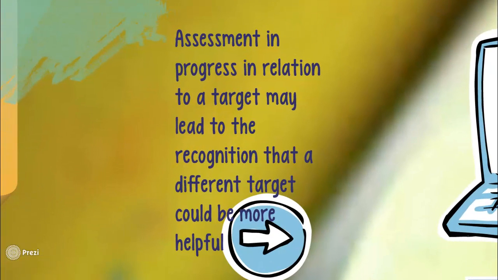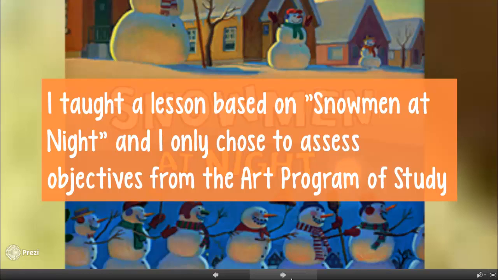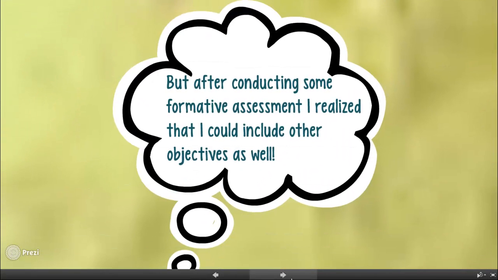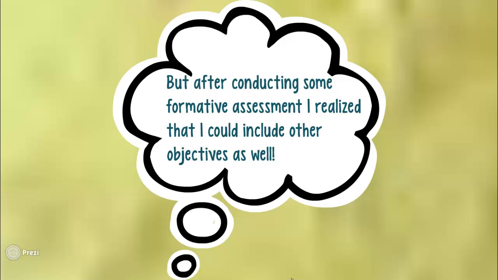Assessment in progress in relation to a target may lead to the recognition that a different target could be more helpful. For example, I once had a lesson based on the book Snowmen at Night, and I only chose to assess objectives from the art program of study. But after conducting some formative assessment, I realized that I could include other objectives as well.